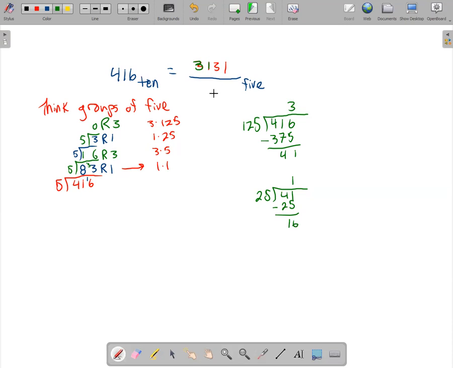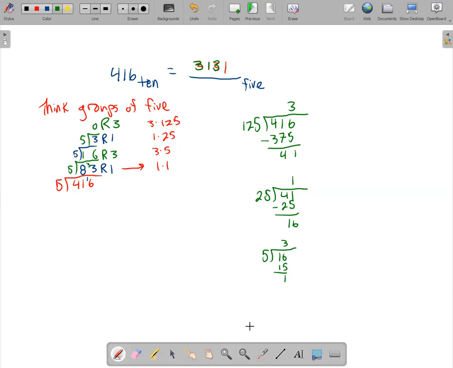And there's my 1 up there. And then I say, okay, how many 5s go into 16? The remainder, right? 5 goes into 16 3 times with a remainder of 1. And there is my 3 up there. And then there's my 1 hanging out the bottom.